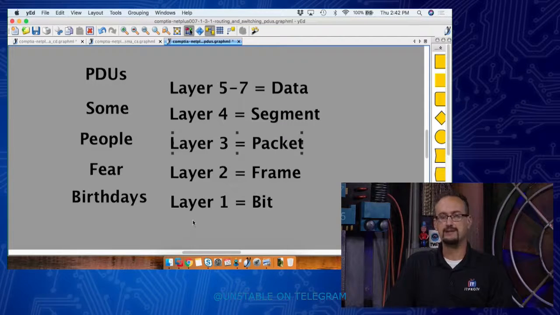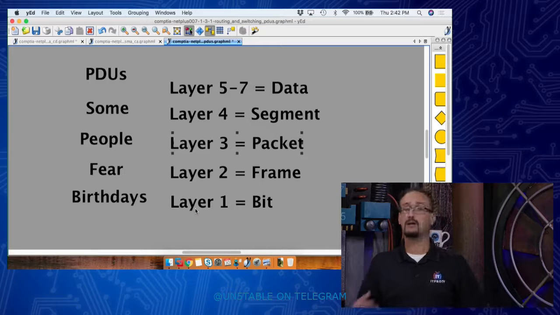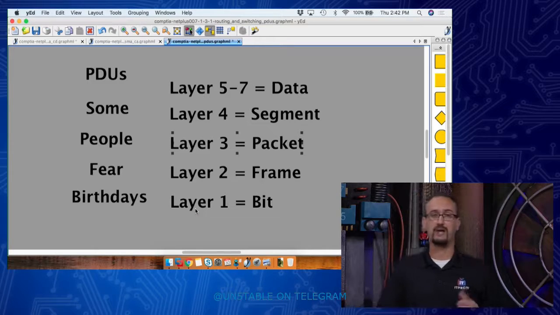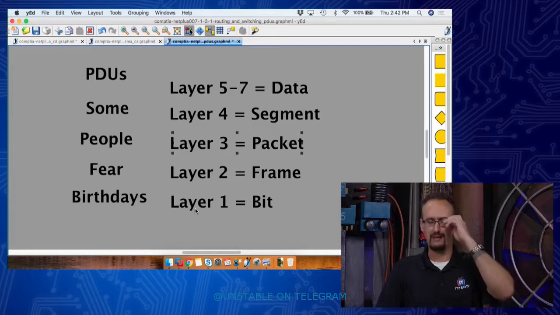Last but not least, at the physical layer, this is where we get the raw electrical pulses. We get the bits, the binary bits, ones and zeros. So at layer 1, the physical layer of the OSI model, we have what's known as just a bit. So those are the 4. You could say 5 if you want to talk about data itself, but I wouldn't worry about that.